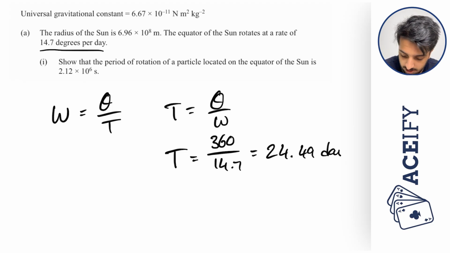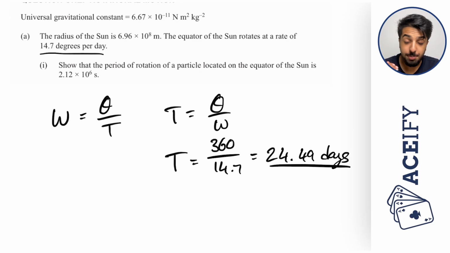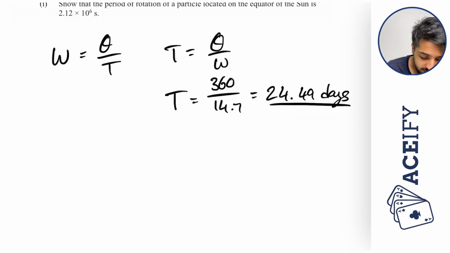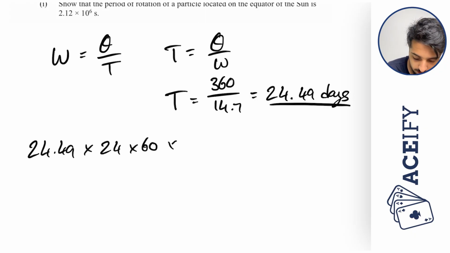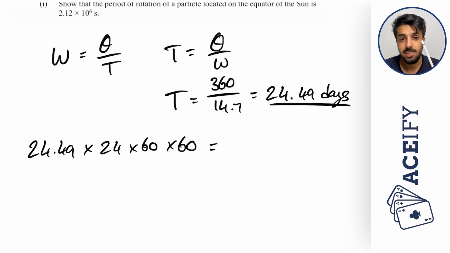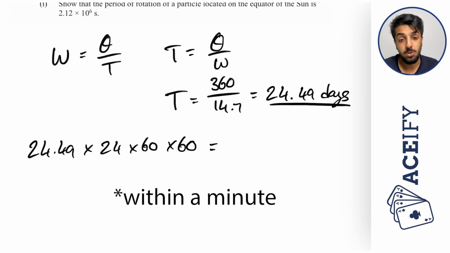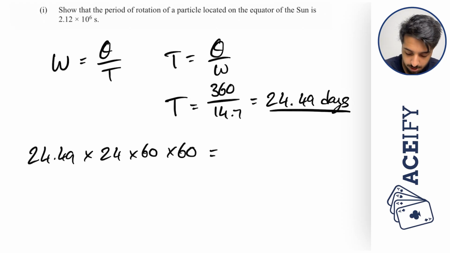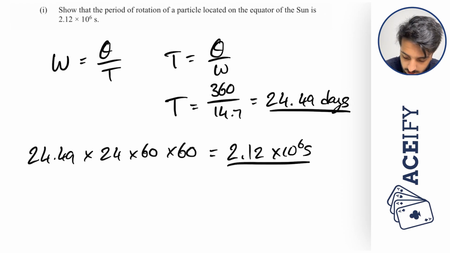24.49 days. And so now that we have our period in days, we need to convert it into seconds. The way we do that is we get 24.49 times 24 times 60 times 60. The reason why we do that is because we have 24 hours in a day, 60 minutes in an hour, and then 60 seconds within a minute. And this gives us a period of 2.12 times 10 to the 6 seconds. And as you can see, that is the answer we're trying to find.